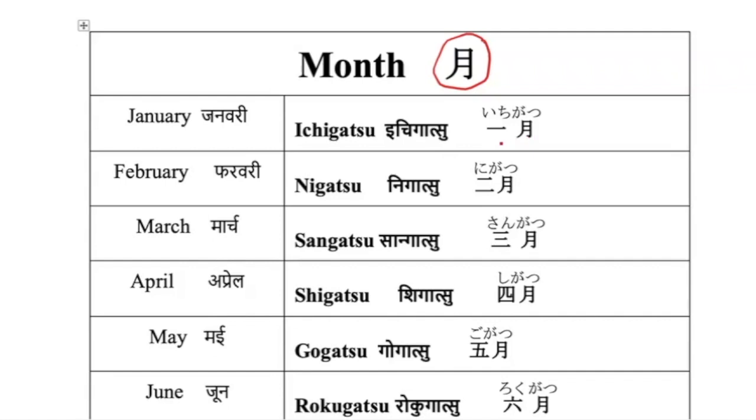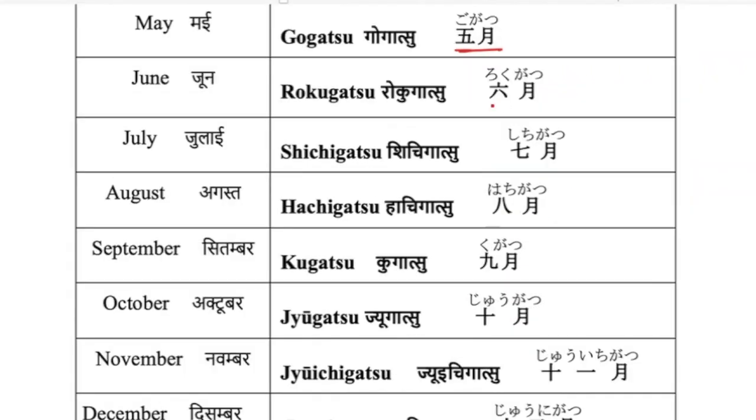For example, January is ichigatsu. Ichi is 1, so ichigatsu is January. Nigatsu. Ni is 2, so nigatsu is February. San is 3. Sangatsu. It has become March. And April, it's an exception. It is shigatsu. Its reading is shi, instead of yon, it is shigatsu. And May, gogatsu. Go is 5, so gogatsu is May. Then June is rokugatsu. Roku is 6, so rokugatsu, June.